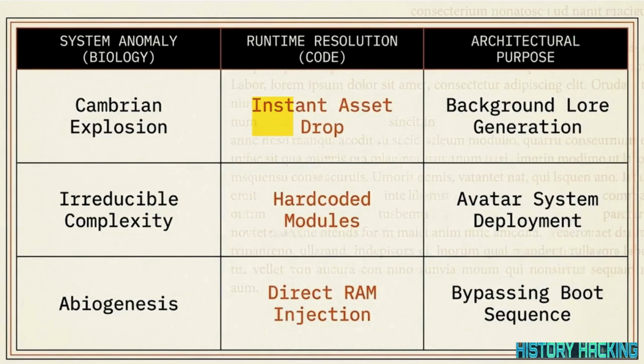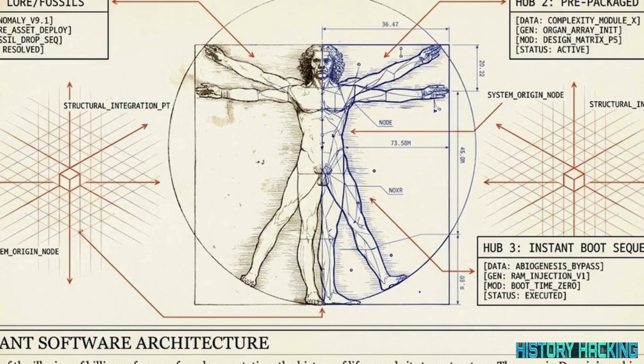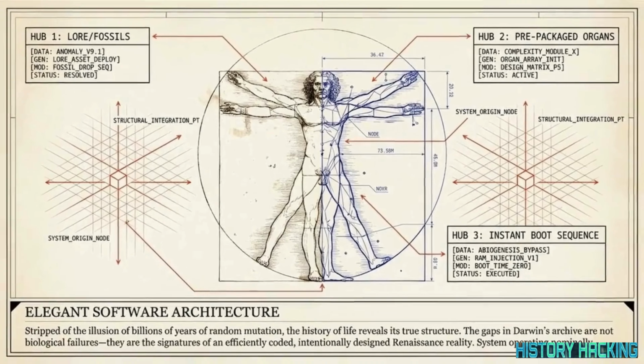Mapping biological failures to software resolutions clarifies a century of scientific confusion. The gaps Darwin couldn't explain are actually the signatures of an efficiently coded reality. Beneath the illusion of billions of years lies a calculated digital structure. We are looking at the intentional architecture of human existence.